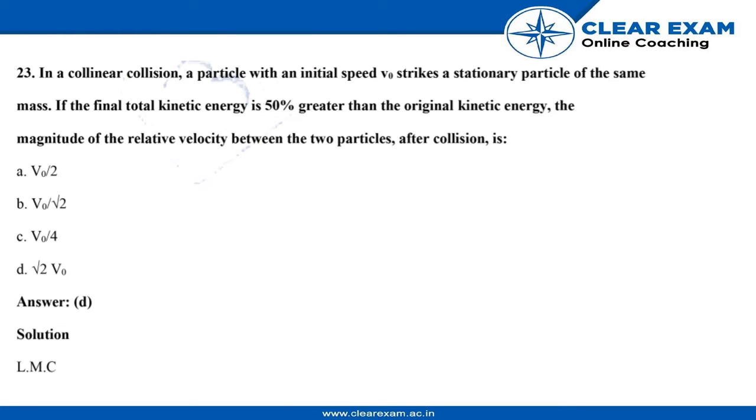Hey guys, now we are going to solve question number 23 and let's see what the question states. In a collinear collision, a particle with an initial speed v0 strikes a stationary particle of the same mass. If the final total kinetic energy is 50% greater than the original kinetic energy, the magnitude of the relative velocity between the two particles after collision is.